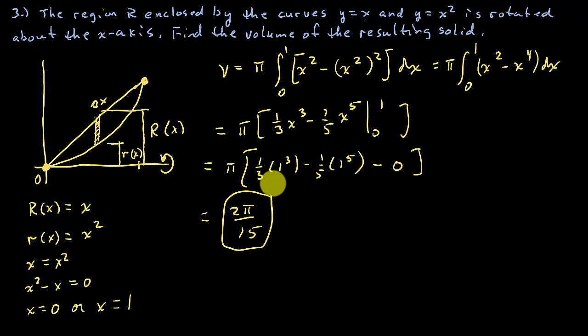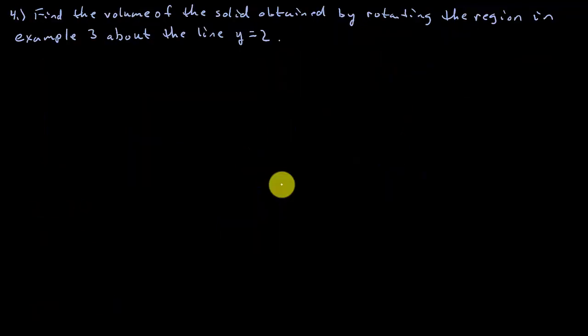All right, so let's take a look at the next problem. We've got 3 more problems to work. This one and 2 more, so just hang in there with me. Find the volume of the solid obtained by rotating the region in example 3 about the line y equals 2. All right, so we're using the functions in the previous example. So I've got y equals x, and I've got y equals x squared.